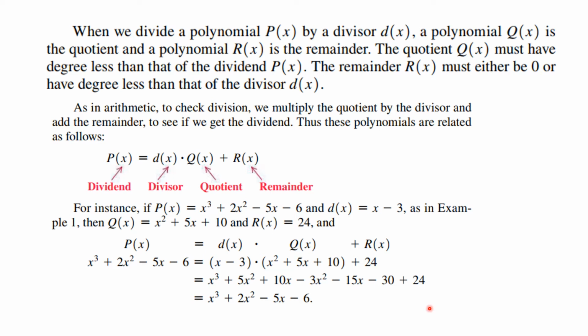Just like in arithmetic, to check a division, we multiply the quotient by the divisor and add the remainder to see if we get the dividend. And so this is a check that we have, and in addition to being a check, this is the basis for the next theorem that we're going to discuss.